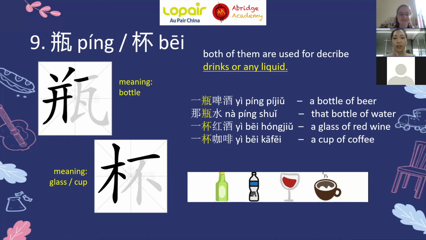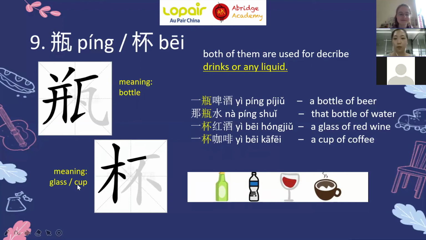So here I have examples. 一瓶啤酒, a bottle of beer. 那瓶水, that bottle of water. 一杯红酒, a glass of wine. 一杯咖啡, a cup of coffee. This is different from the previous measure words that I just introduced, because these characters have exact English translations: bottle, and glass or cup.